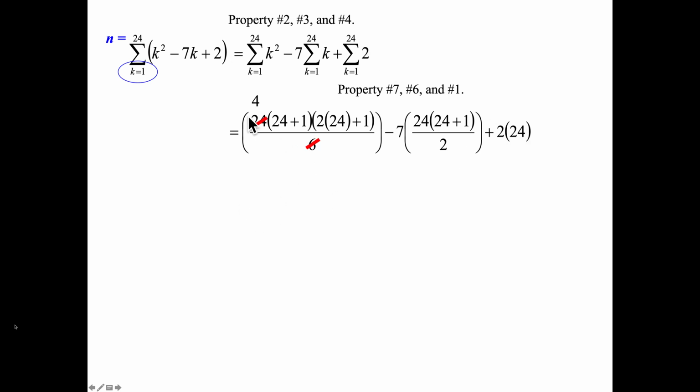So 6 can go into 24 4 times. 2 can go into 24 12 times. So we have 4 times 25, 24 plus 1. 2 times 24 is 48 plus 1 is 49. Minus 7 times 12 times 25 plus 2 times 24. I'm sorry, hello calculator. Multiply this all out for me and subtract and add. Thank you very much. 2,848. We're done.